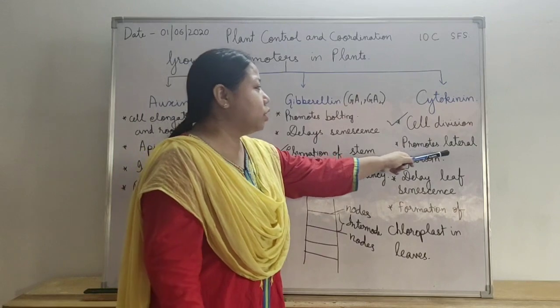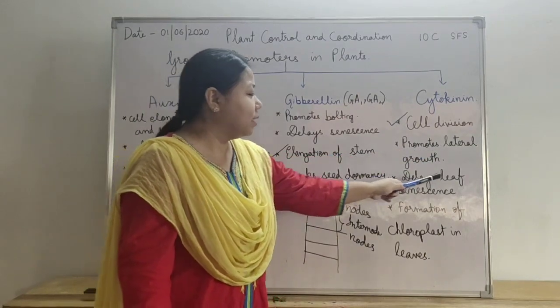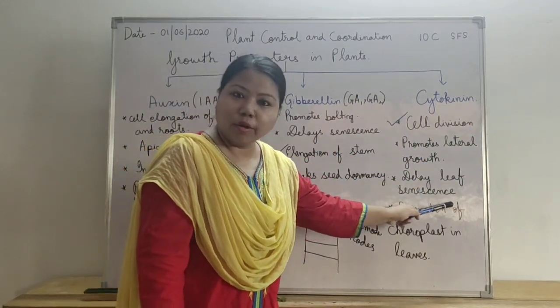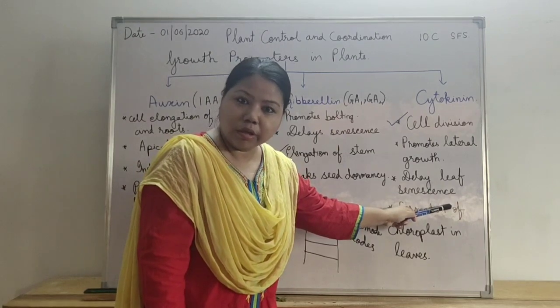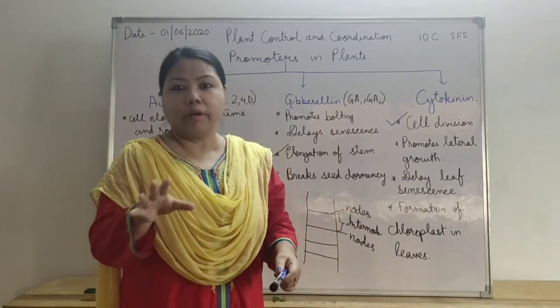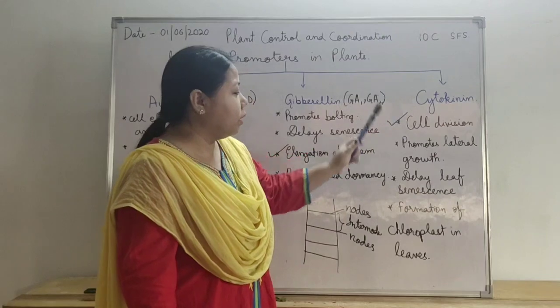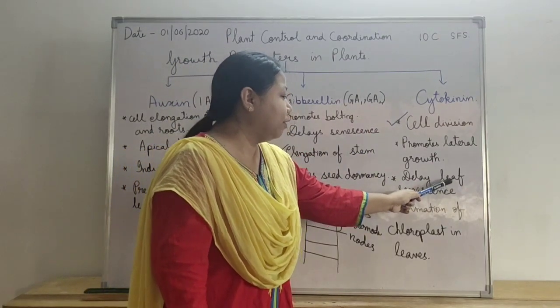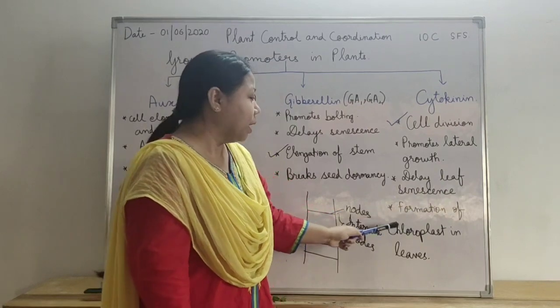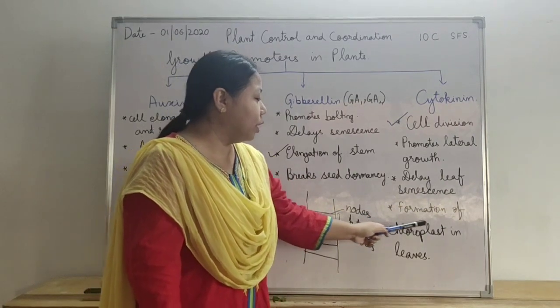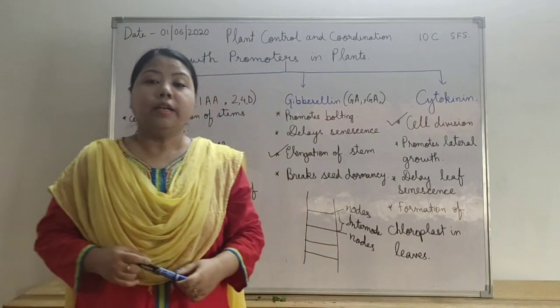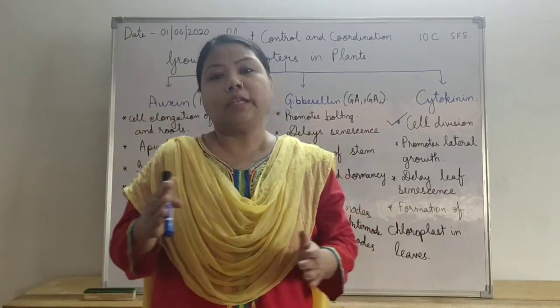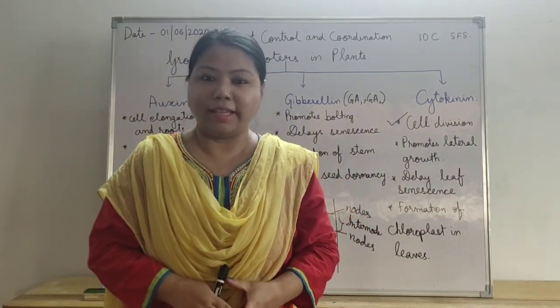So it promotes lateral growth. It delays leaf senescence. Senescence, I already mentioned, is the aging of the different parts of the plant. So cytokinin specifically will delay the leaf senescence. Okay. Then it also helps in the formation of chloroplast in leaves, which helps in the process of photosynthesis.